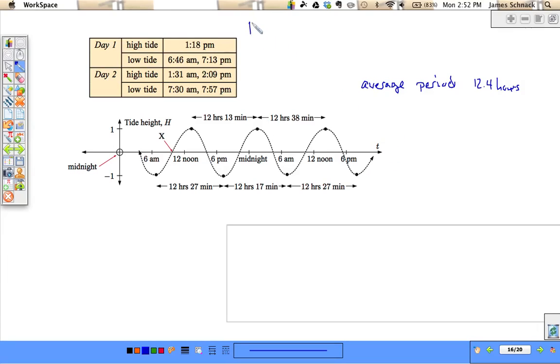So what we're going to be coming up with is H equals, H for height, A sine of B times (T minus C) plus D. Now here's a nice thing. Our principal axis is 0, flat water, calm water. That's our normal. So D is 0.